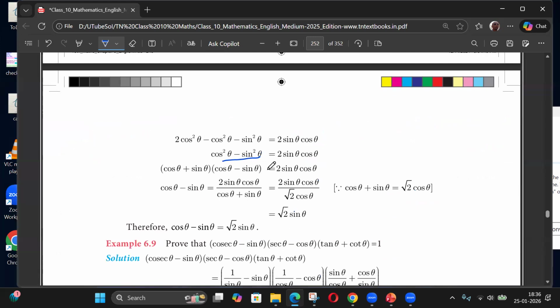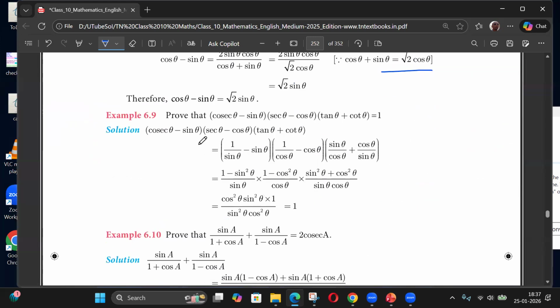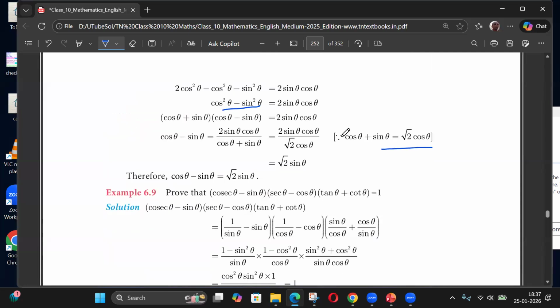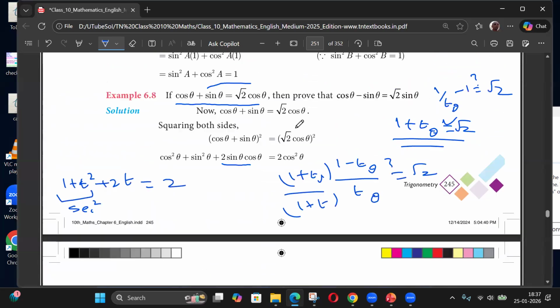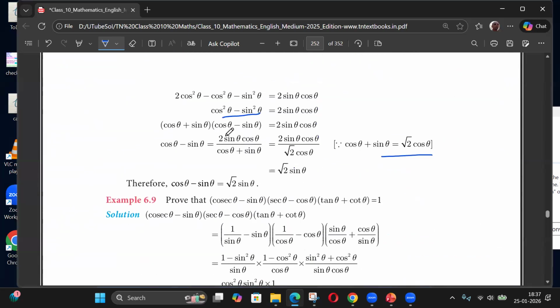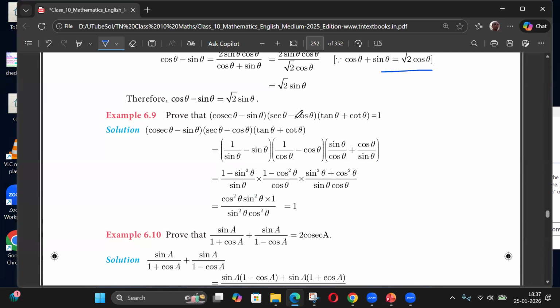And then I get the ratio. Let me use the first one. So this one, cosecant minus sine, secant minus cos. So in maths, you have to recognize the pattern. Once you have something like this, something similar comes in, the method will be similar. So secant minus sine, secant minus cos, tan equal to 1. Proves it.